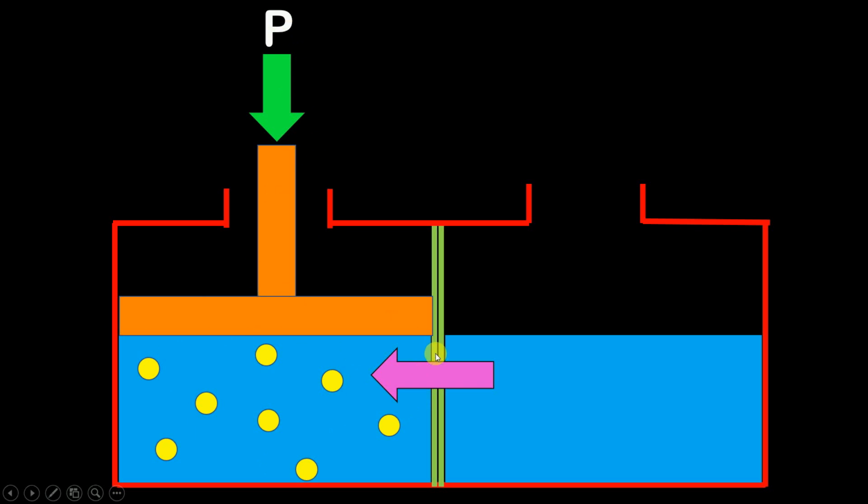Okay. Now, if the volume does not change, then obviously no solvent particles will flow from right hand side to the left hand side. Let me repeat. If the volume does not change, then obviously no solvent molecules will flow from right hand side to the left hand side.